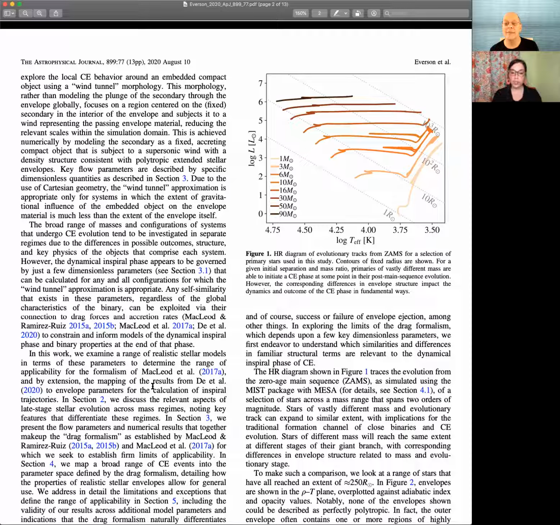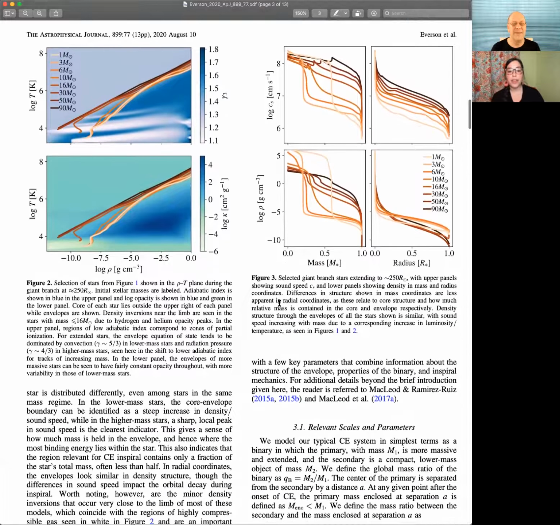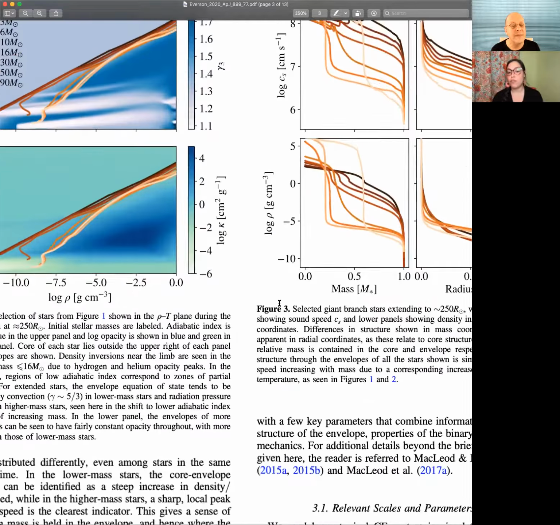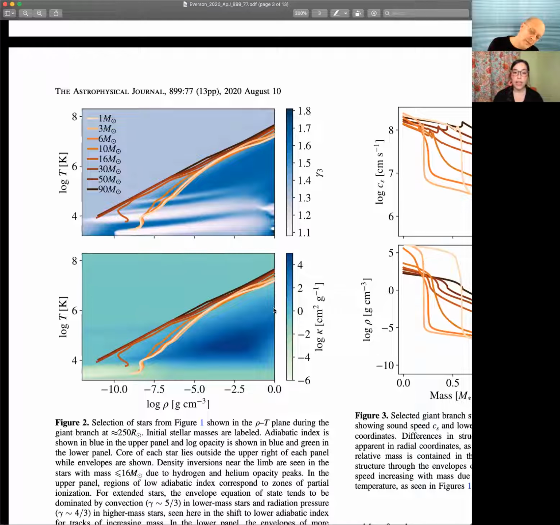So if we move on to figure 2, we are looking at a selection of those stars when they've all evolved to about the same radius, which in this case is 250 solar radii. So they're all pretty puffy by this point. What we're looking at is the rho-T diagram of just their envelopes. So the cores are off the right-hand side. The limbs are in the lower left. And we're looking at them overplotted on their gamma-3 value and opacity value.